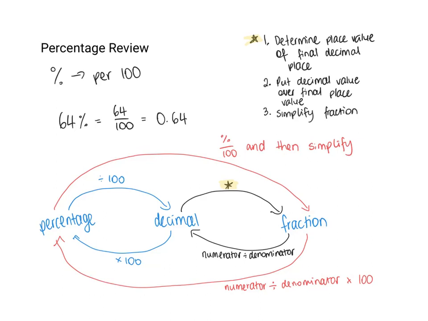So if we practice an example, let's say you were given 0.623. So the final digit in this one is the 3. So looking at that, the 6 is in the tenths, the 2 is in the hundredths, the 3 is in the thousandths. So that's the first step, working out that that's in the thousandths place value. We're going to put the decimal value over the final place value. So it's going to be 623 over 1,000. And then we would simplify the fraction. In this case, it can't be simplified. So that would be your final fraction.